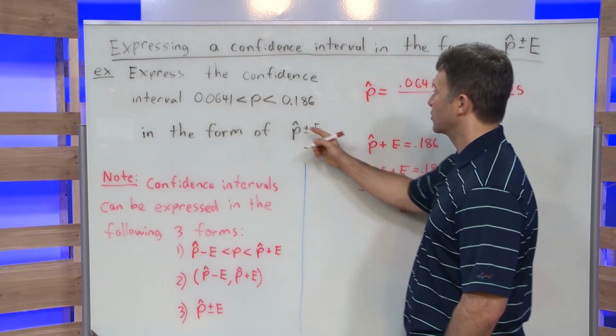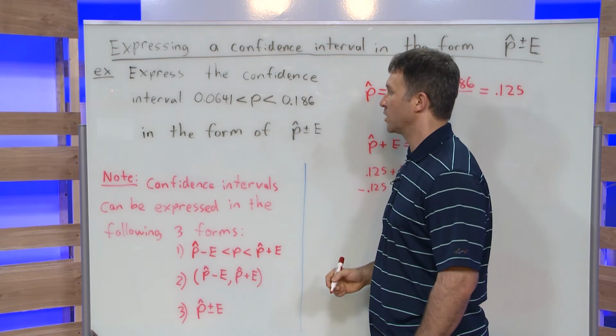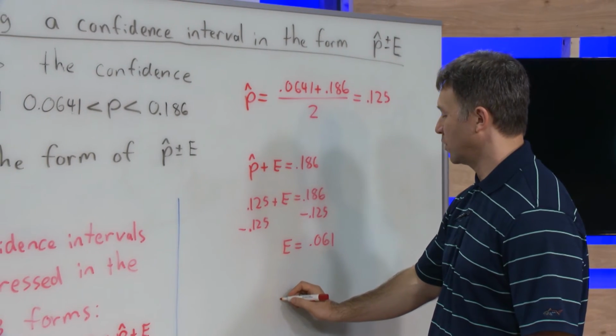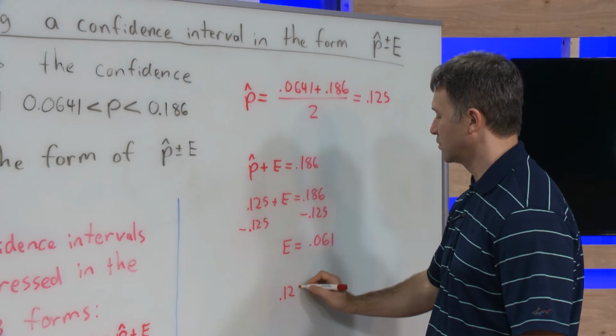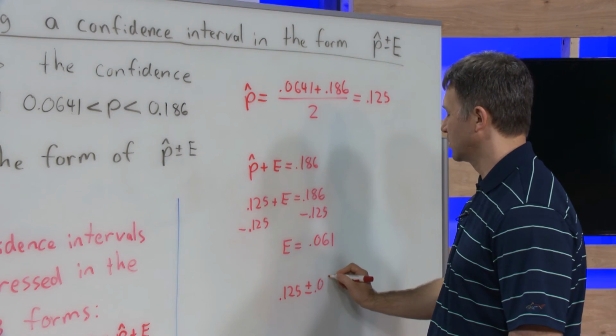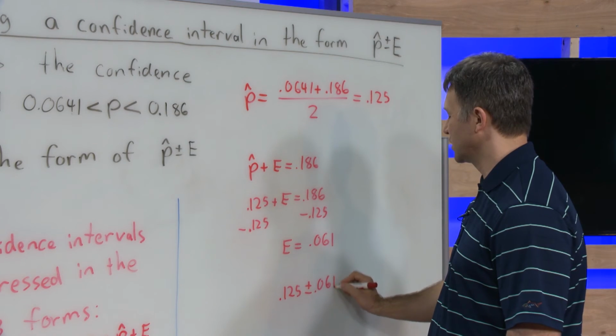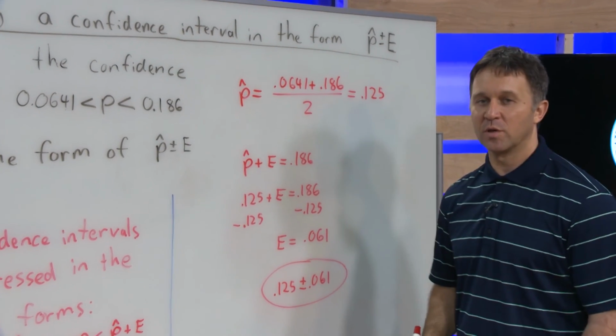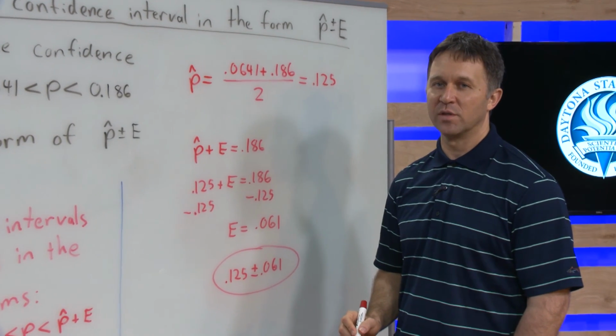So when we take this confidence interval and put it in the form p hat plus minus e, it's going to be 0.125 plus minus 0.061, and that is the final answer, 0.125 plus minus 0.061.